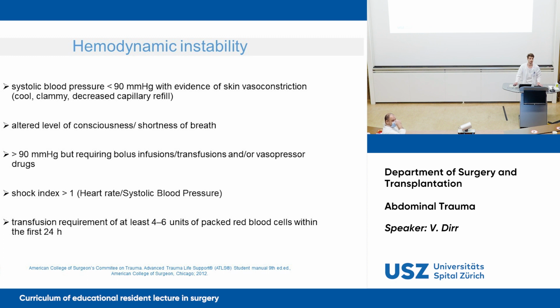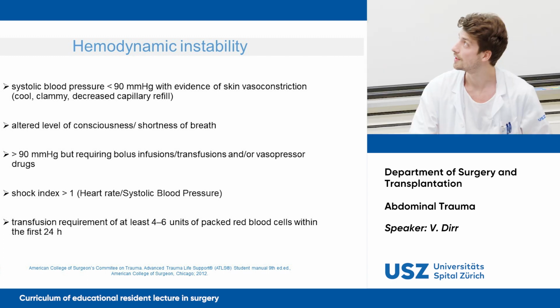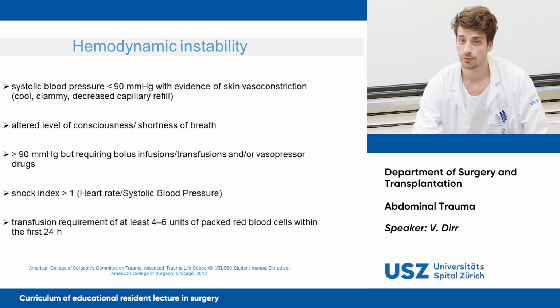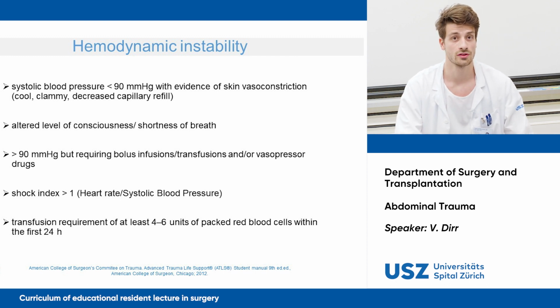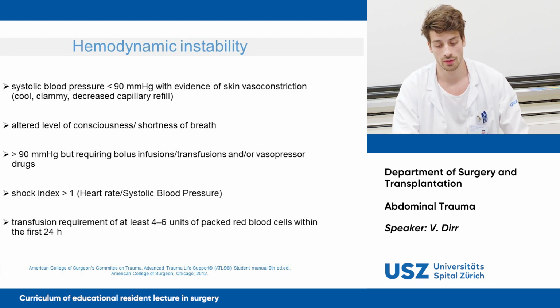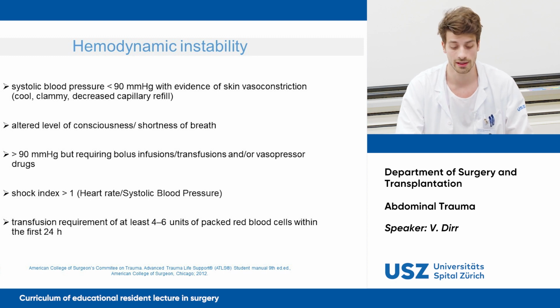Systolic blood pressure under 90, for example, or the need for massive transfusions? That's correct. So a systolic blood pressure below 90 on admission with evidence of skin vasoconstriction tells us a patient might be hemodynamically unstable.